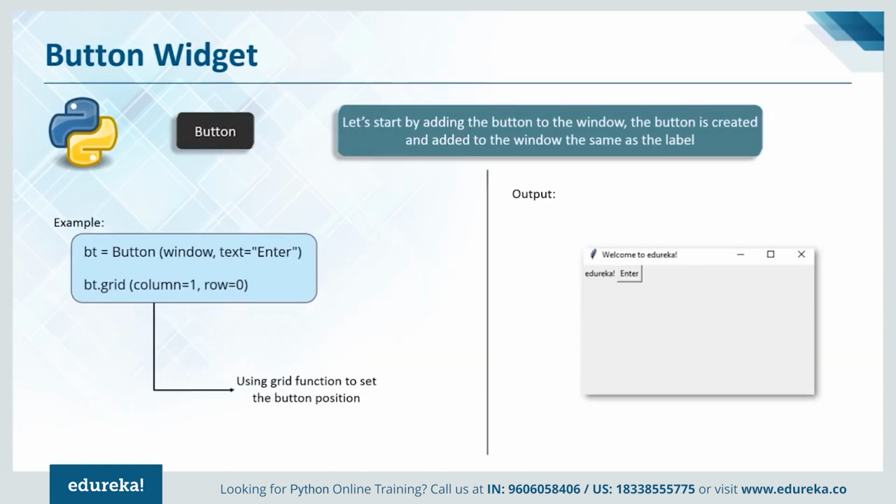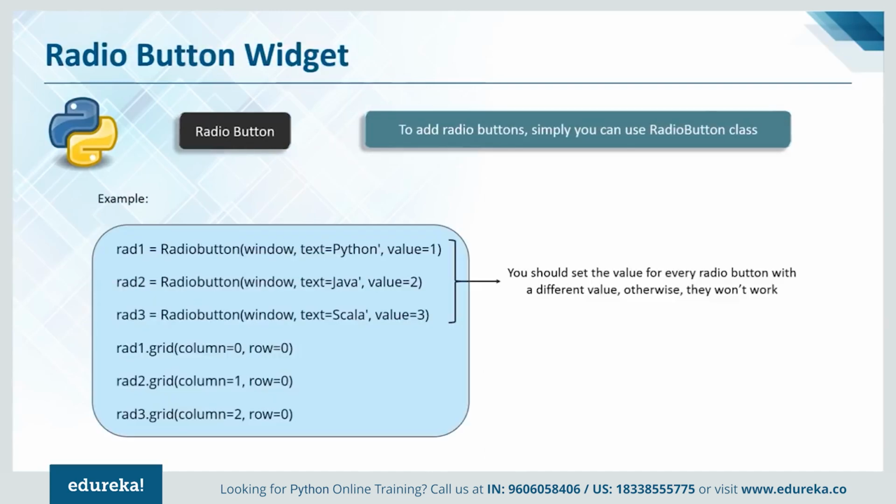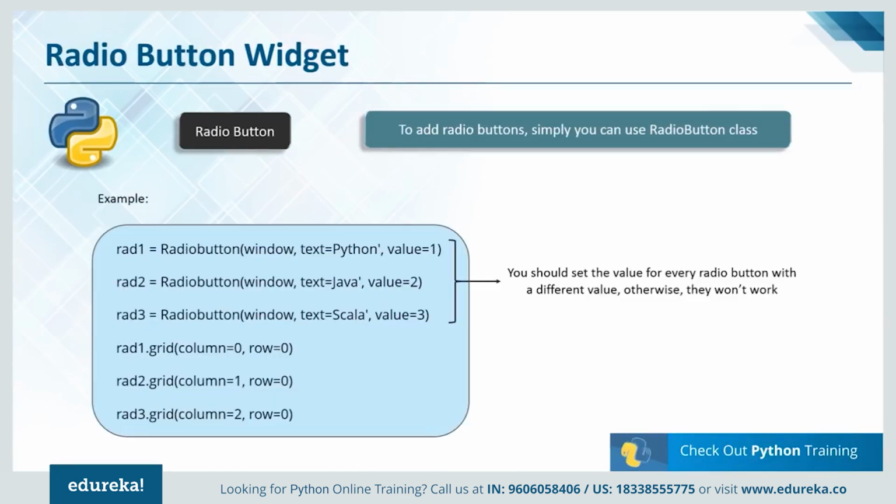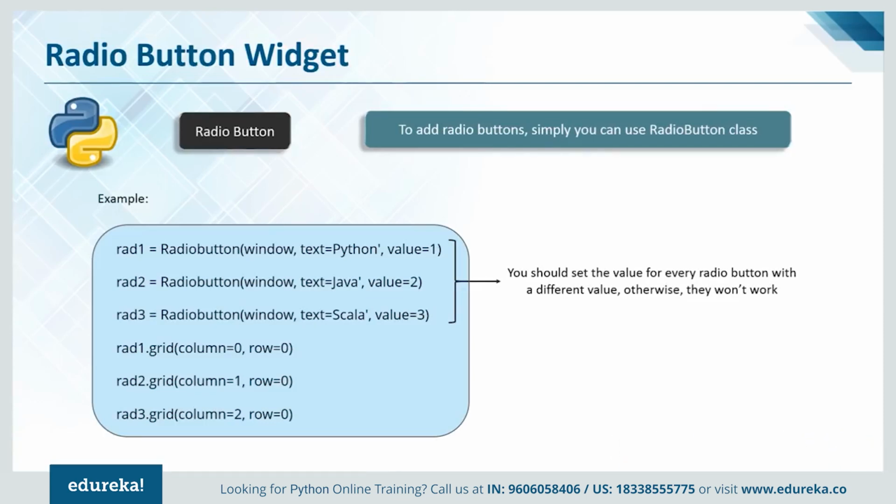As you can check out from the output, we have Edureka and the button we have is enter, right? It is to be noted that a unique value is used to address the radio buttons. The value should be unique, but the text can be the same, however. Here, we have considered Python, Java and Scala, right? It can be whatever you want. And again, the grid function is used to place it on the window.